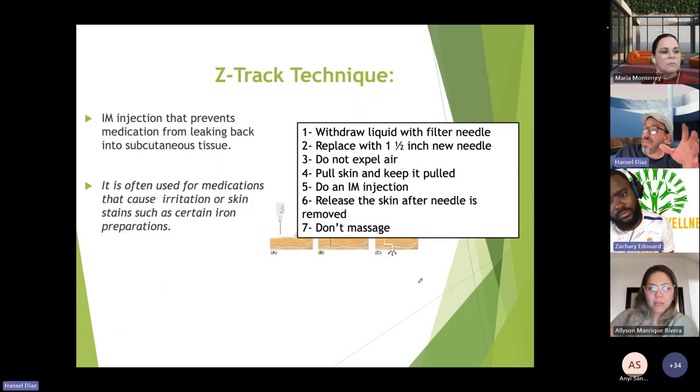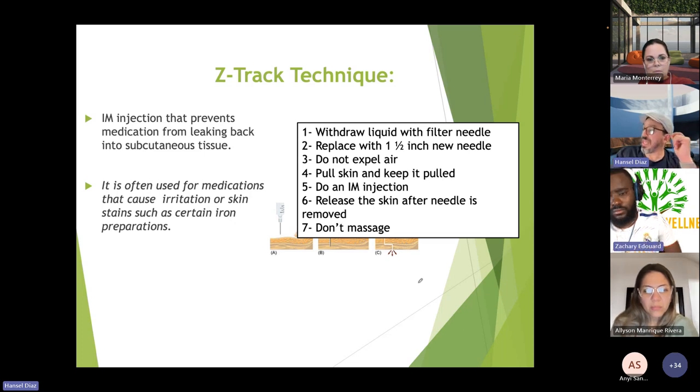And for IM injections, to prevent medication from leaking back into the subcutaneous tissues, you could use the Z-track technique. If it irritates or stains the skin, like certain iron preparations, you should use Z-track. You withdraw the liquid with a filter needle first. You replace it with a new 1.5-inch needle. You do not use an air bubble. You pull the skin and hold the pull. You do an IM injection like you usually do, and then you release the skin and the needle is removed, and you don't massage.